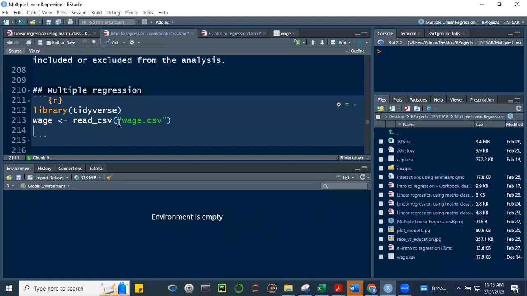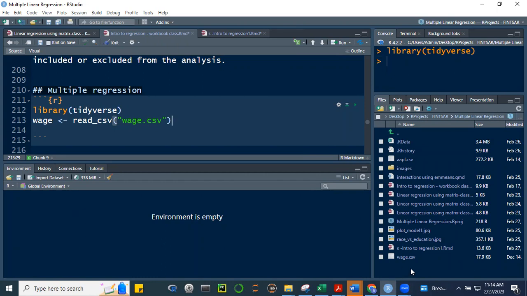read_csv, which comes from the readr package, which is part of tidyverse. So let me just load this package. Once it's loaded, you can use read_csv, wage.csv, which is your file, and no need to identify the file location because it's already loaded in your working directory in your project, our project.